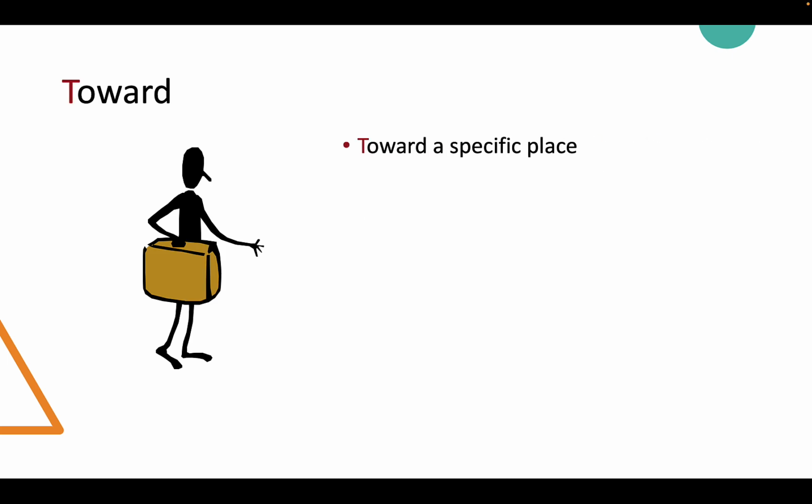To a specific place, as in the destination. Su avión va para Ecuador. We can see here this guy is getting ready to travel, and we know that his plane is going to, as in the final destination, Ecuador.